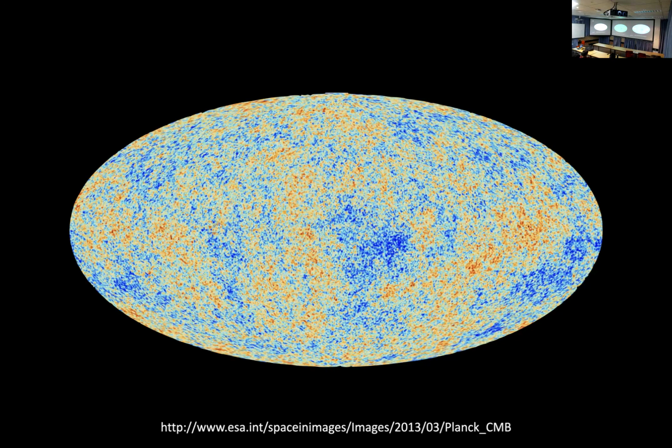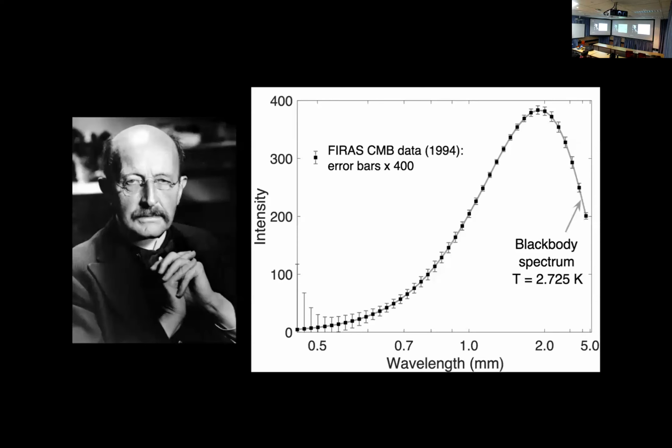So what's going on? The other thing that's interesting is if you measure the spectrum of that light, as we did with the FIRAS instrument on the COBE satellite in 1994, you get the data points here. And the line going through all those data points, amazing data, because this is actually error bars times 400. That's 400 sigma. So just astoundingly good data. And the line that's going through those is a 1 parameter fit with an equation that was written down by this guy in 1900.